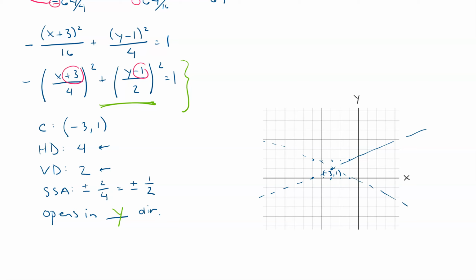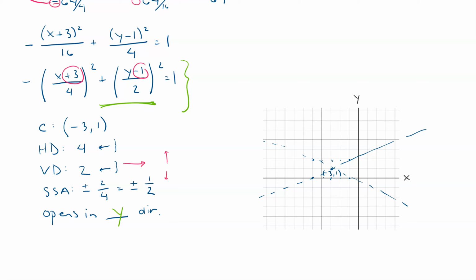There we go. And now I know it opens in the y direction. So between horizontal and vertical displacements, which one represents the y direction? The vertical displacement represents the y direction. So this thing is going to open up and down. It's going to open in the y direction.